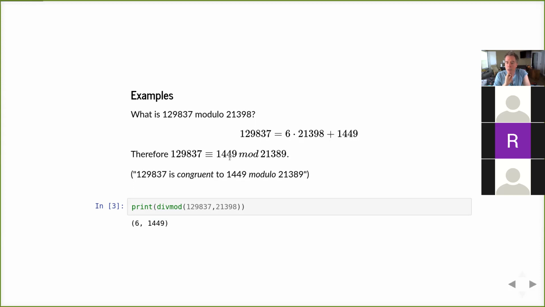Then we would write that these two things are equivalent modulo 21,389, or congruent. What that means is that if you divide them both by 21,389, the same remainder occurs both times. So 21,389 goes into 1449 0 times with a remainder of 1449. 21,389 goes into this number 6 times with a remainder of 1449. Either way, you get the same remainder, and that's why we say that they're congruent. So 6 is the number of times it goes in evenly, and 1449 is the remainder.